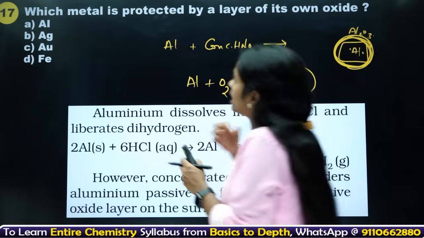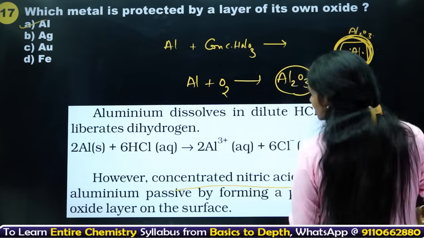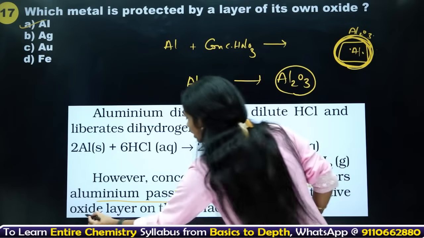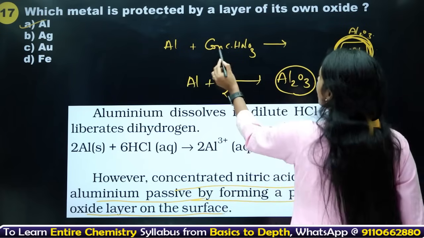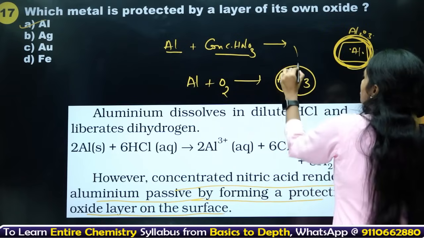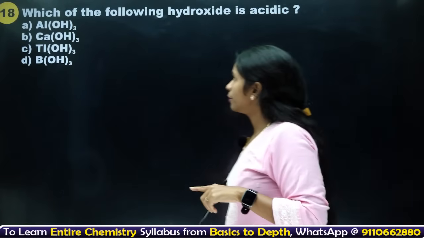Which element forms like that? Aluminium forms this. See, concentrated nitric acid renders aluminium passive by formation of a protective oxide layer on its surface. When you add concentrated HNO3 to the aluminium, what does it form again? Al2O3. That forms a protective layer.